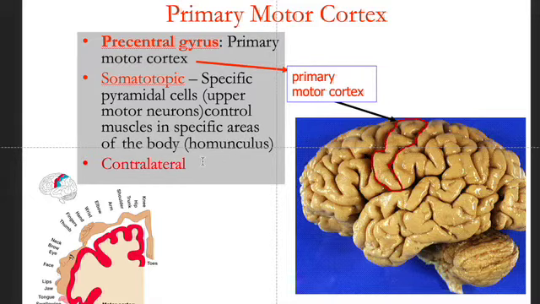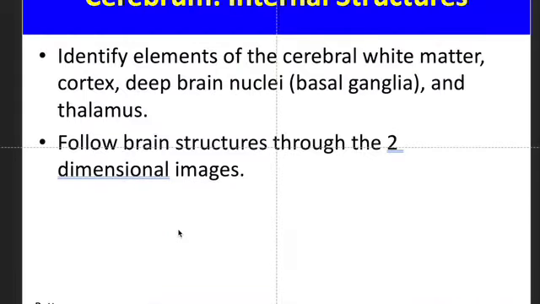Also contralaterally represented, so that this left cerebral hemisphere, primary motor cortex, controls muscles on the right side of the body, contralateral. So use these words contralateral and ipsilateral as often as you can. You're going to be exposed to them, so you've got to process them quickly. You ought to use them quickly to get you there faster. Okay, skipping ahead for what we're going to use in lab, let's look at the internal structures of the brain.